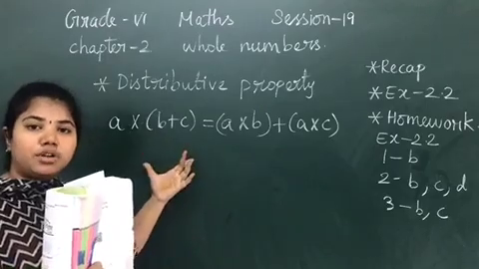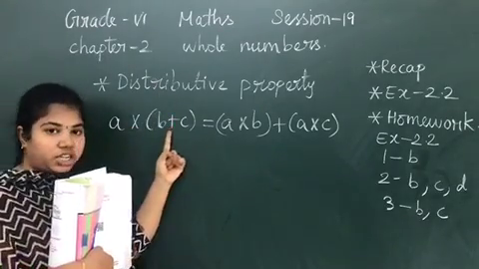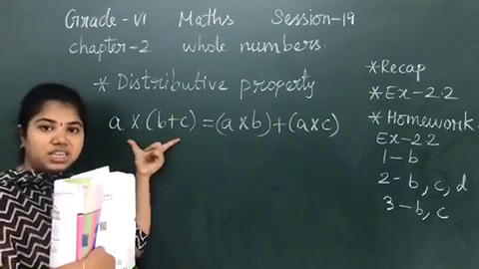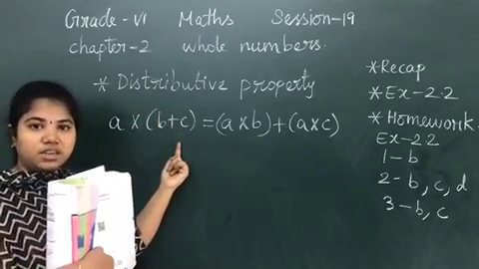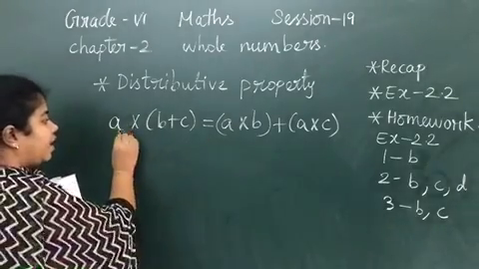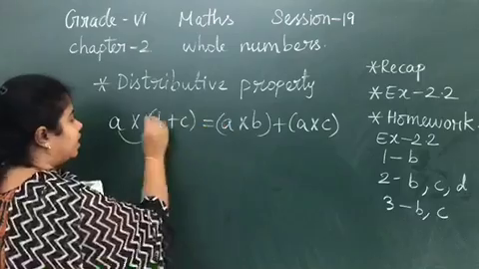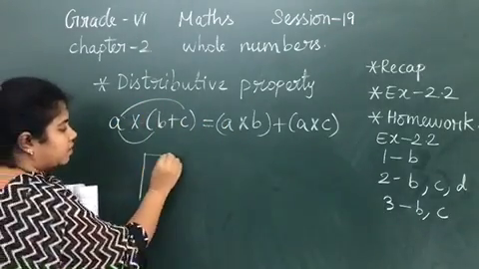Can you understand how you are going to say this distributive property? Multiplication over addition. Inside the bracket we have addition on the left hand side. So multiplication over addition. Can you understand? A into B plus C is equal to A into B plus A into C. This is the distributive property. Let us take a simple example now.